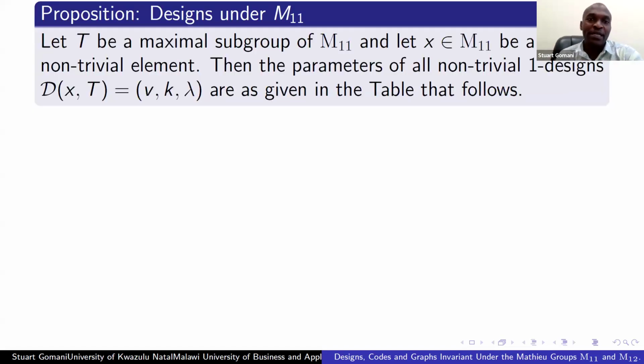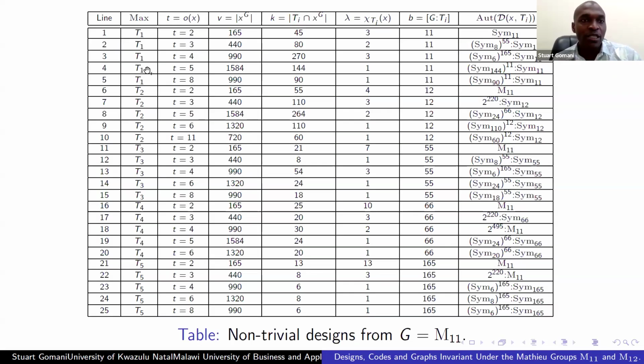So if we focus on M11 and we select the maximal subgroup from M11 and we fix an element of M11 of a particular order, which is non-trivial, then the parameters of all non-trivial designs under M11 are as given in this table here, where the second column in the table is giving us our notation for the maximal subgroups. The third column is giving us the order of the elements as they exist in the conjugacy class. So we can as well look at this column as representing conjugacy classes of elements of the orders that are here. Order 3, order 2, order 3, and so on.